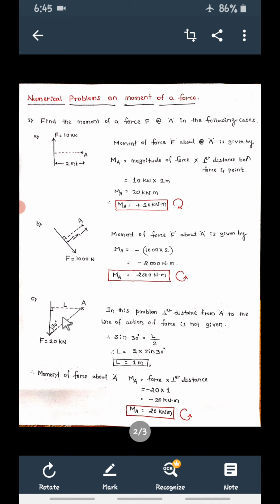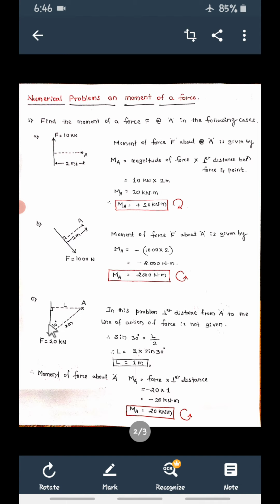the hypotenuse, because this is given now. We have to find out this. So sine theta you have to take. Sine theta is equal to this opposite L divided by 2 meter. So that is L by 2. What we want is L. So L is equal to 2 into sine 30. So L will be 1 meter. So the perpendicular distance between this force and A is 1 meter.